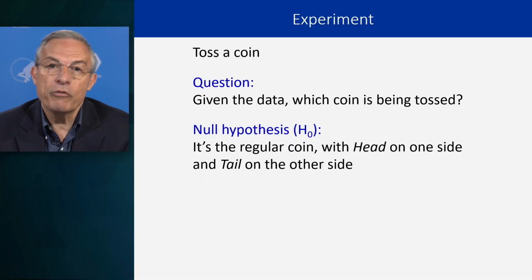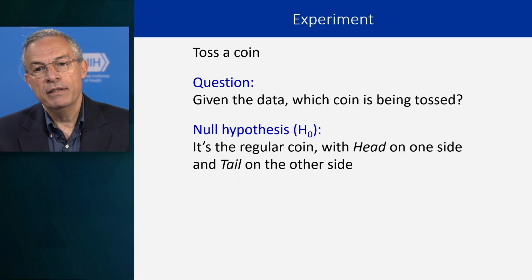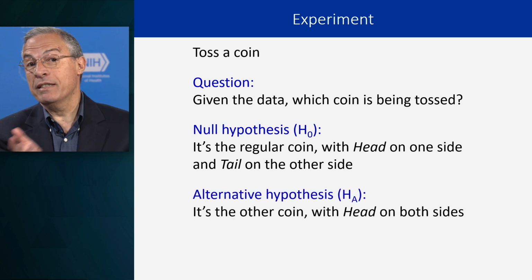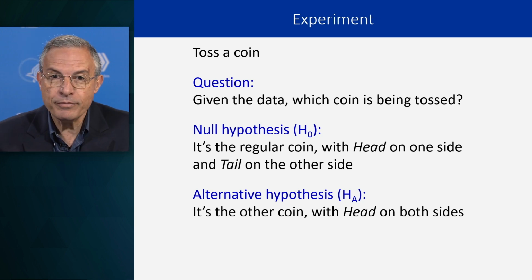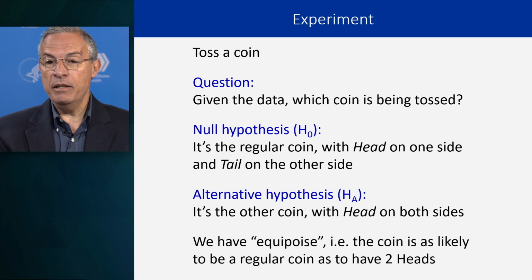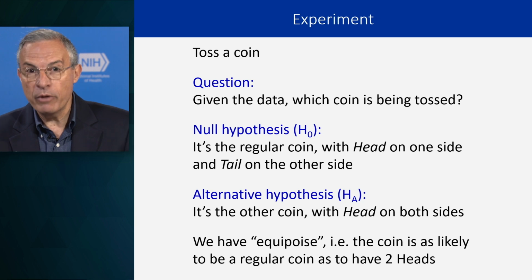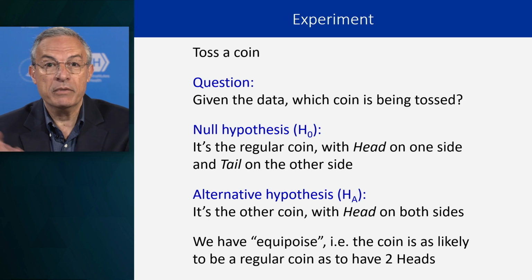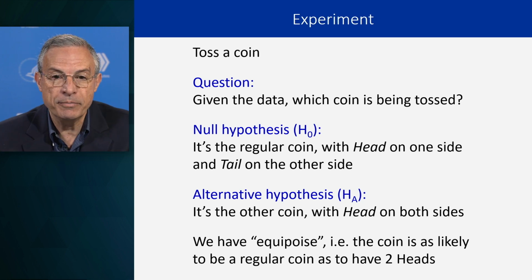I'm going to toss this coin, and the question is, given the data, which coin am I tossing? The null hypothesis, the default, is the regular coin. It has head on one side and tail on the other side. And the alternative hypothesis is that it's the two-headed coin. And so we have equipoise. What does that mean? It means that the coin is as likely to be the regular coin as the two-headed coin, because you picked and had a 50-50 chance of selecting one or the other.